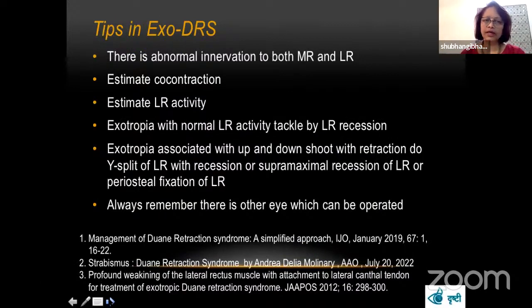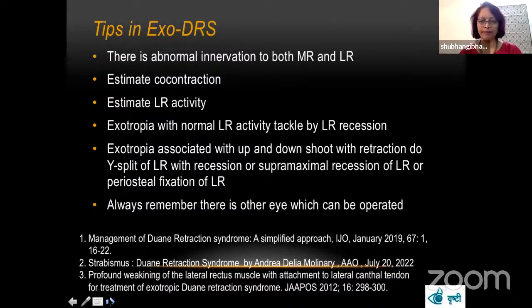Now, coming to the EXO-DRS. In EXO-DRS, there is an abnormal innervation in both medial rectus and lateral rectus. One has to estimate co-contraction. One has to estimate the LR activity. Exotropia with normal LR activity has to be tackled by doing LR recession, as against ESO-DRS, where there's a fear of exotropia and synergistic divergence. Whenever we are doing LR recession, it is never more. So one needs to recess LR liberally.